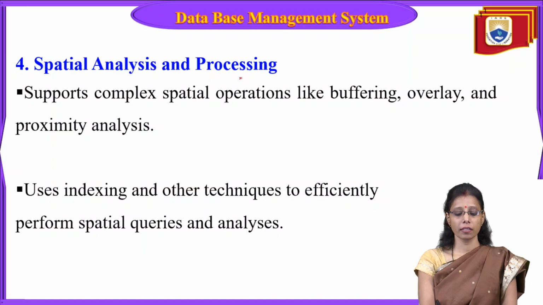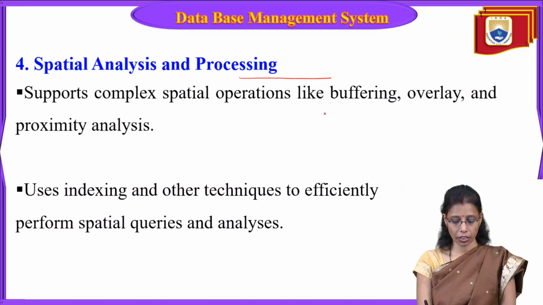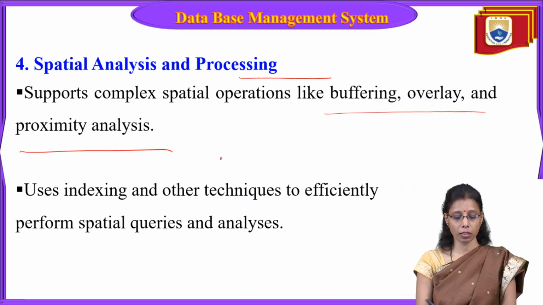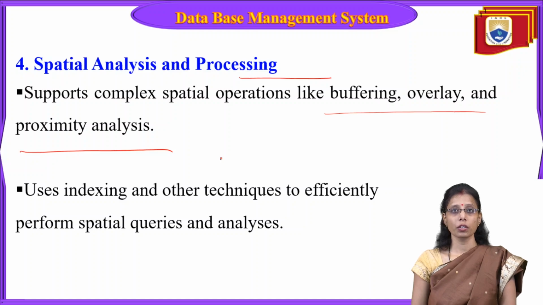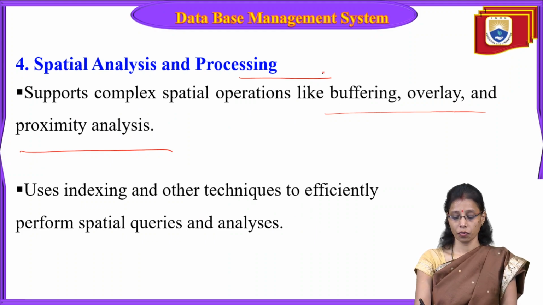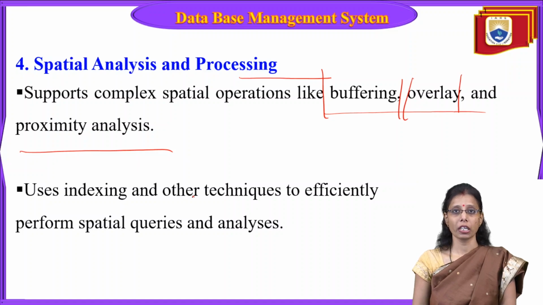So spatial analysis and processing. What is spatial analysis and processing? It supports complex spatial operations like buffering, overlay, and proximity analysis. In the previous lectures also we have seen many times these words: buffering, overlay, proximity analysis. So what is buffering? How can we do the spatial analysis with buffering? Buffering is possible with vector or raster. We can do it with vector and raster.